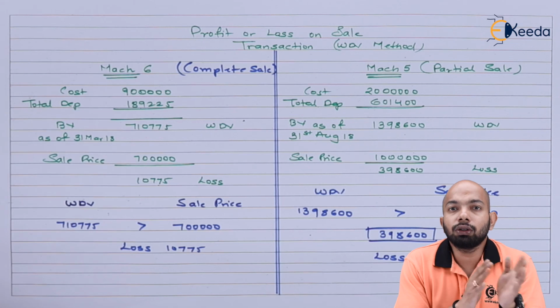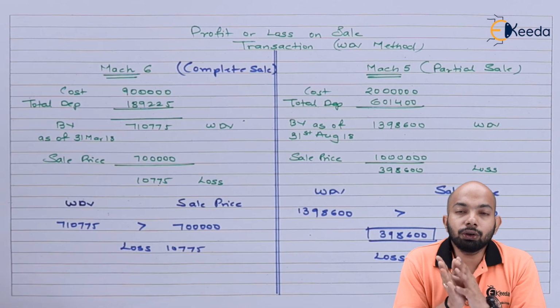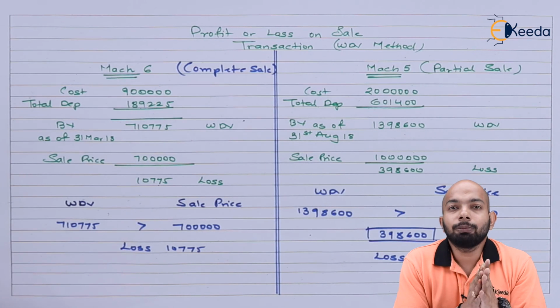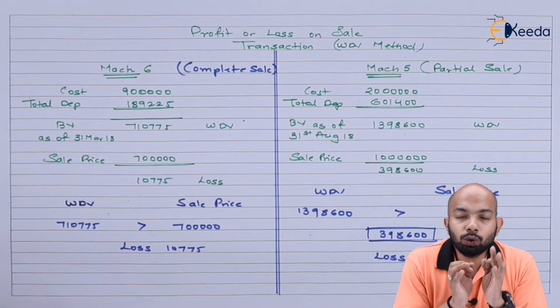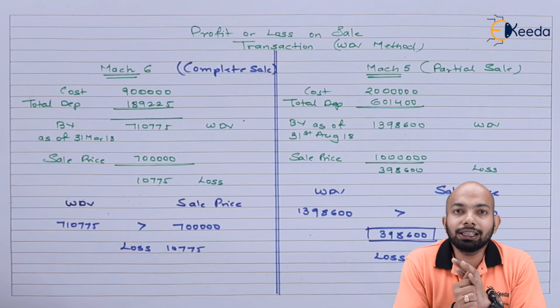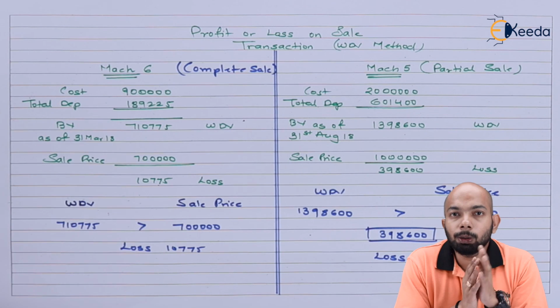Now that we have figured out the loss and profit here, we'll go ahead and figure out the last part. That means the value of every asset that we still hold with us. So only those assets which are still with us will be calculated, and that value of the assets will be mentioned in the next sheet. Let's figure it out.